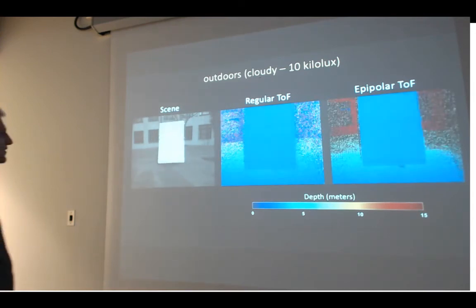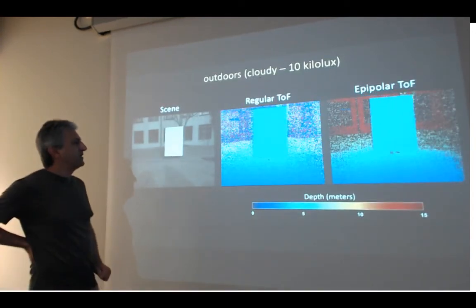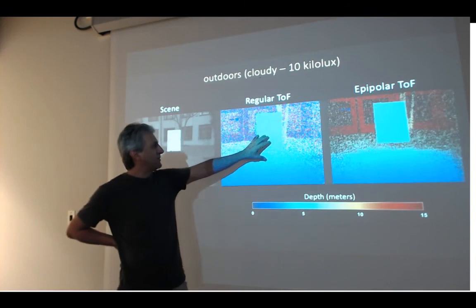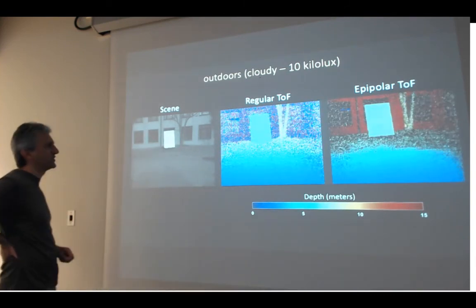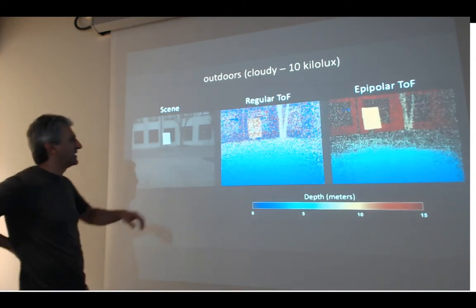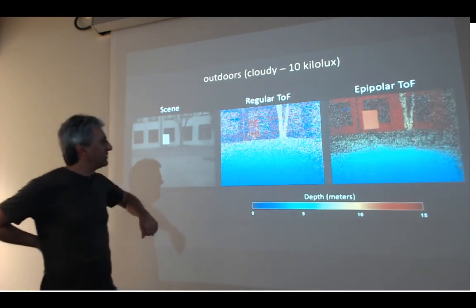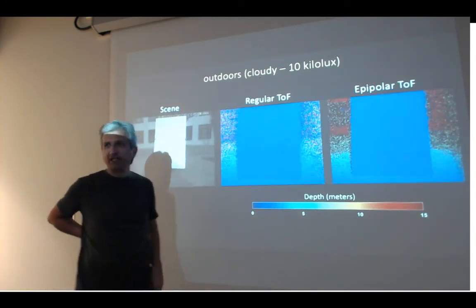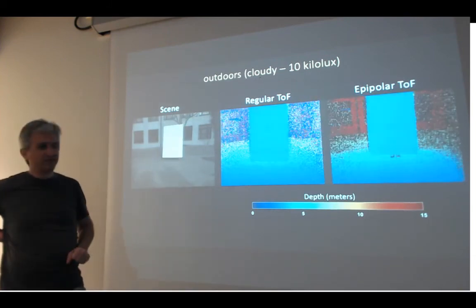As we move farther and farther away, the information coming from a conventional camera becomes noisier and noisier because, again, there's less light being sent out. So you can see that as we move to about 9 or 10 meters away, you basically don't get anything. And this is on a cloudy day, okay?